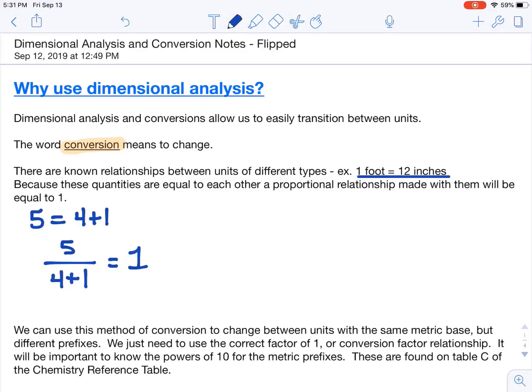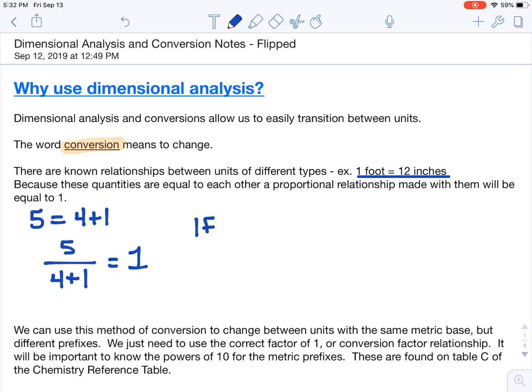Now that's important because when I want to convert between units, I can't do something that's actually going to change fundamentally the quantity of something that I have. So in order to be able to change my units without altering the quantity, I need to use something that we call a factor of 1. So in this case, 5 over 4 plus 1 is a factor of 1, or is like 1, because the top, or the numerator, and the bottom, or the denominator, are equivalent to each other.